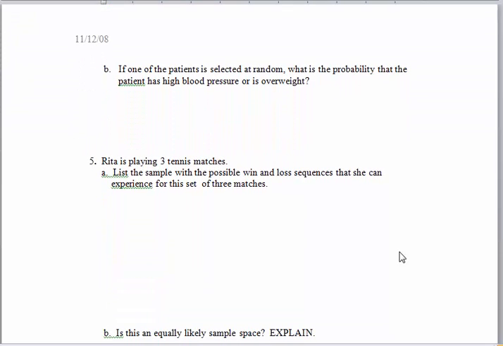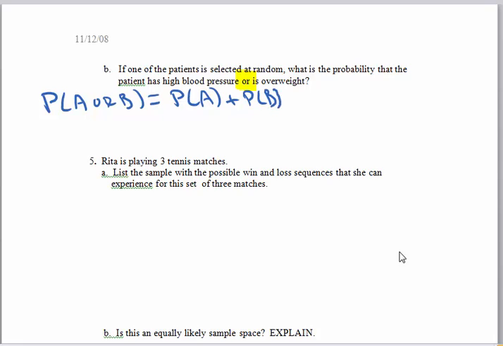Okay? And then they say if one of the patients is selected at random, what's the probability that the patient has high blood pressure or is overweight? So this was the other formula, right? In the first couple problems, we dealt with that multiplication formula. This is actually the addition formula involving or, right? Which the general form was the probability of A or B is going to be the probability of A plus the probability of B, and then minus the probability of both A and B.